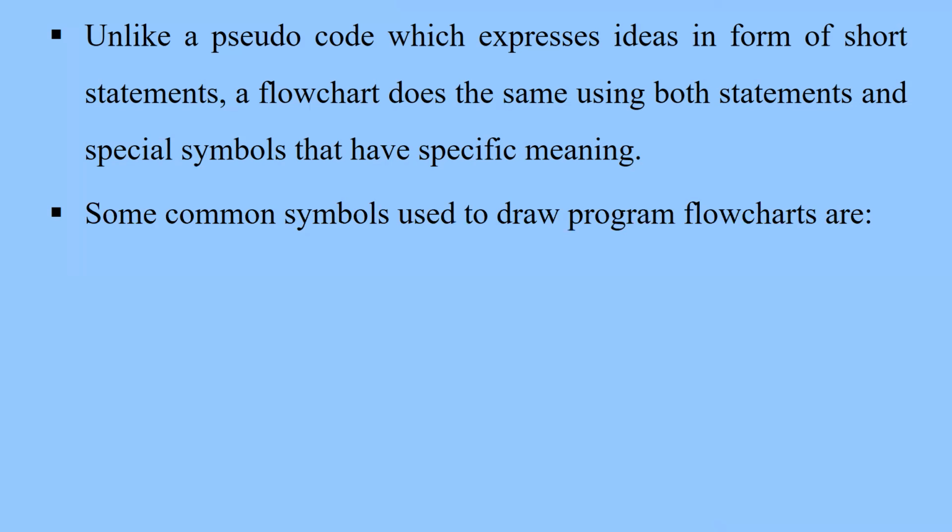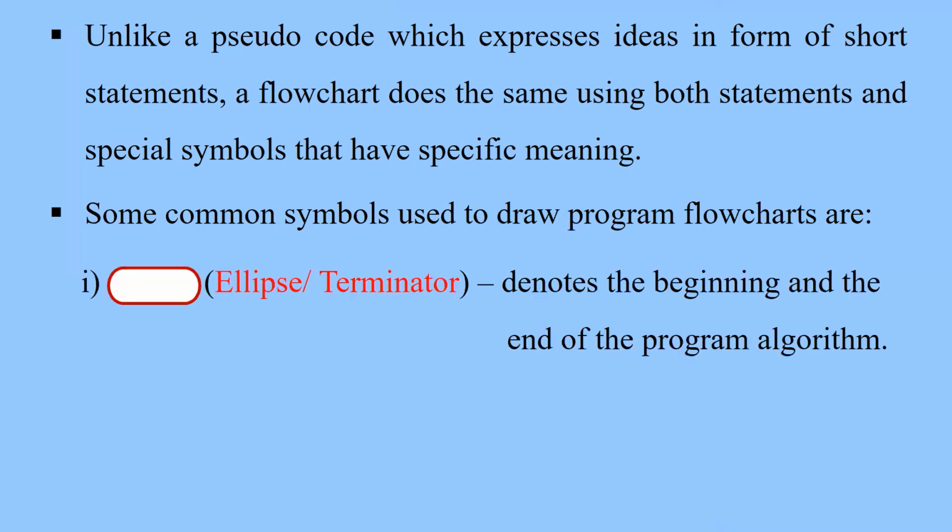This symbol that we use is called an ellipse, or usually we call it a terminator. A terminator denotes the beginning and the end of the program algorithm. And therefore, any flowchart that I'm going to draw is supposed to have a terminator at the beginning of the flowchart and at the end of the flowchart.